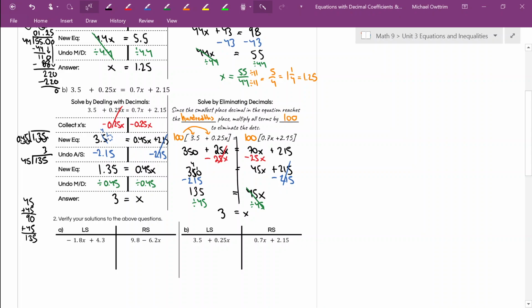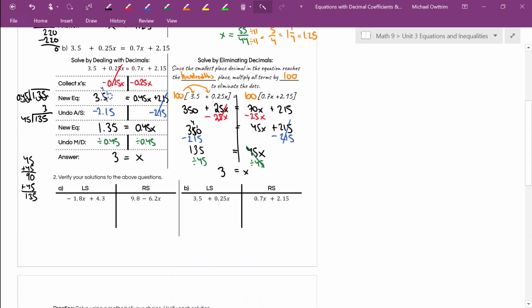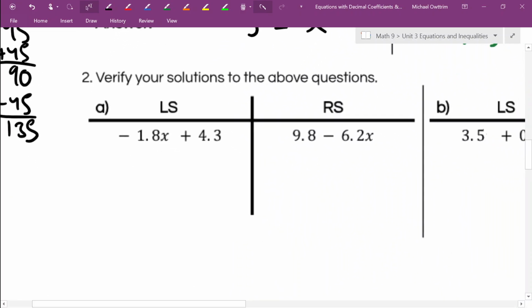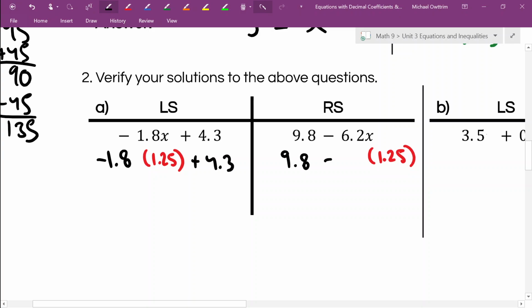So let's verify our solutions. In question A, we thought that x was 1.25. So to verify that, we're going to go ahead and substitute that in. And we think x is the number 1.25. And of course, we have to substitute that into both sides of the equation. Just copying out everything except the x is there.